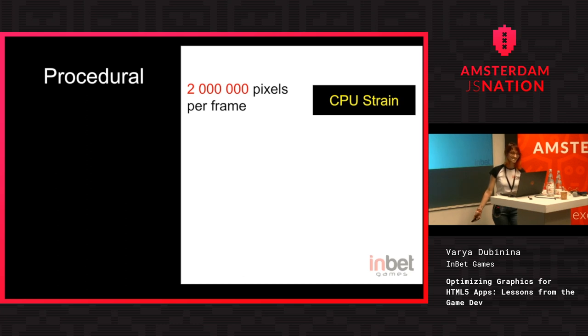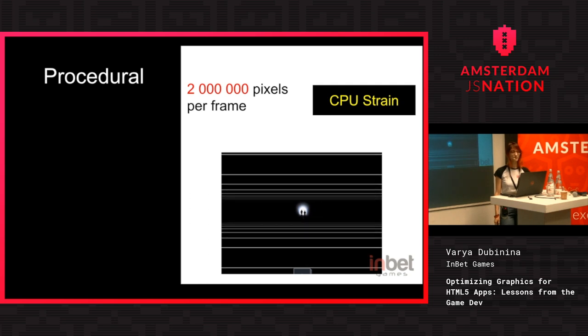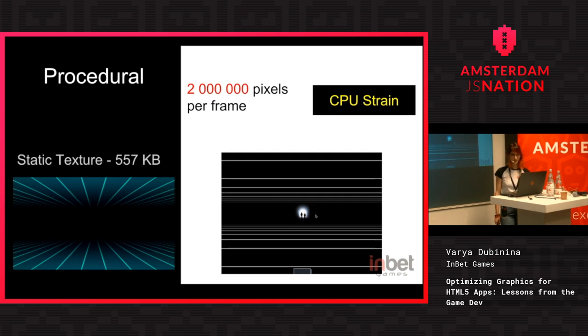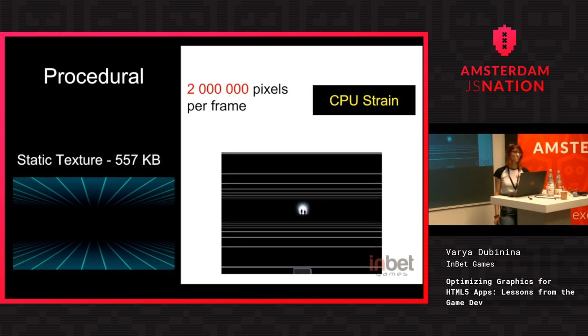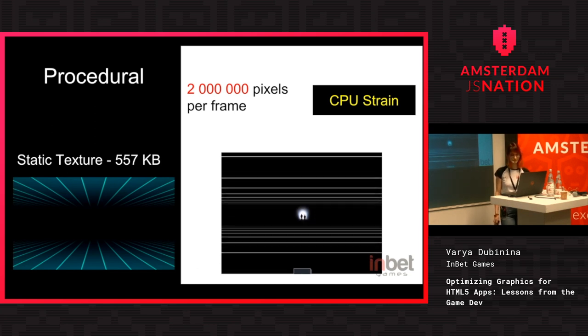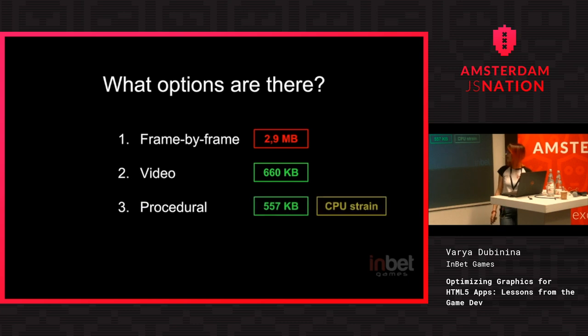Well, that sounds fun. But in reality, it turned out it's just too much for a mediocre mobile phone to handle. So we've cut down the original concept to simple horizontal lines sweeping up and down from an oscillating origin. And we also packed a static texture to show with the background. This reduced the strain on the CPU, but with no parallel computations, it was still slowing the game down drastically. So then we have a texture of 557 kilobytes, which is nice, but there's still some strain on the CPU, which is not.